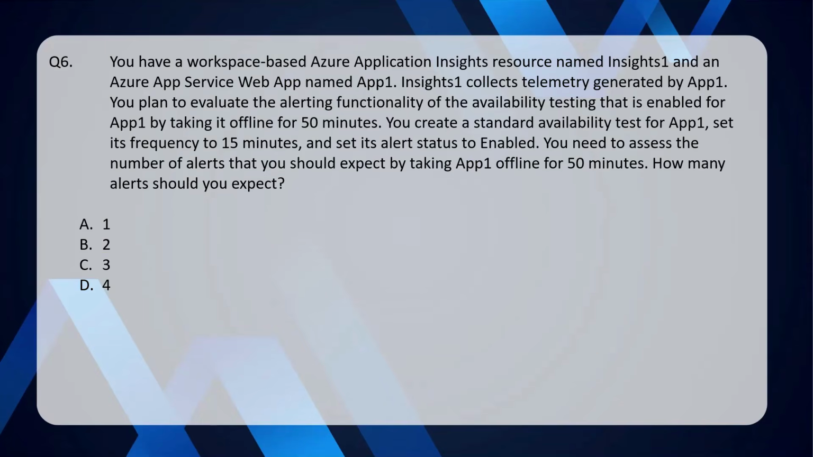When App 1 goes offline, the first test fails and the system detects the availability drop and triggers one alert. That means one incident is now raised. The availability test continues to run every 15 minutes and those failures are logged in telemetry, but only one alert is raised for the ongoing incident unless you resolve and re-trigger the condition. Friends, always remember, alerts don't trigger again for the same incident unless the issue is resolved and it reoccurs after recovery, which is not the case here.